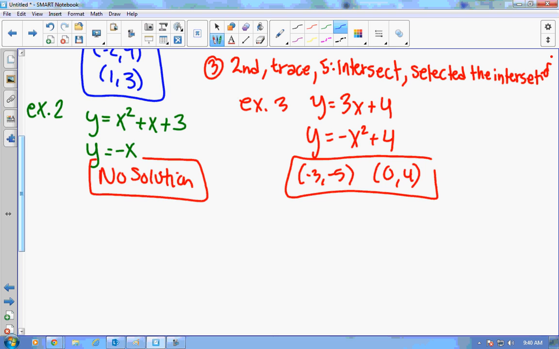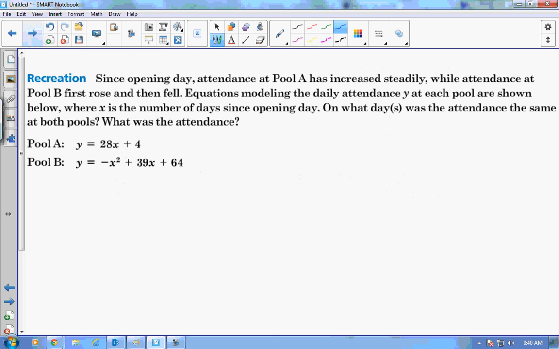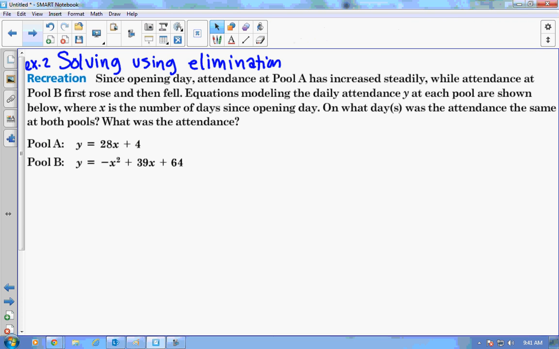Okay, next is solving using elimination. Now, you don't have to write all this down. What are we on now? 4? Okay, there we go. You don't have to write all that down. Just give a basic summary.